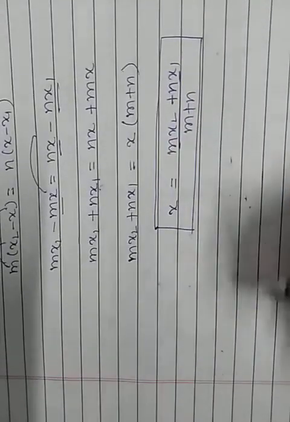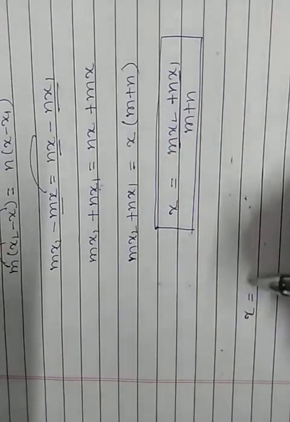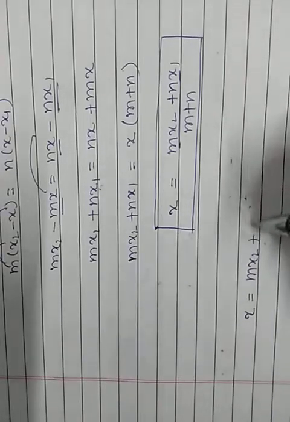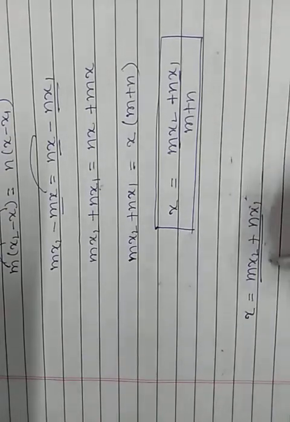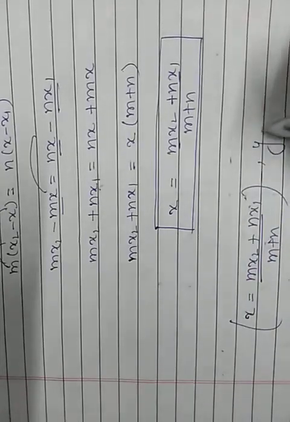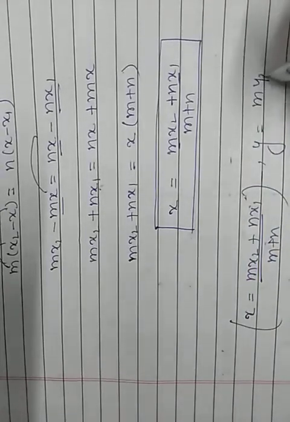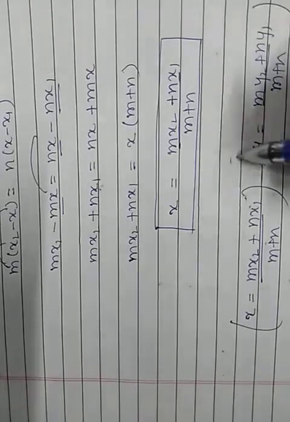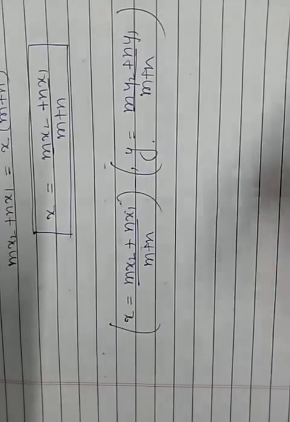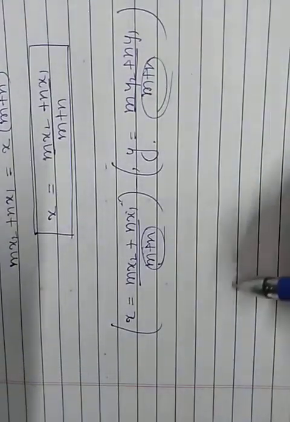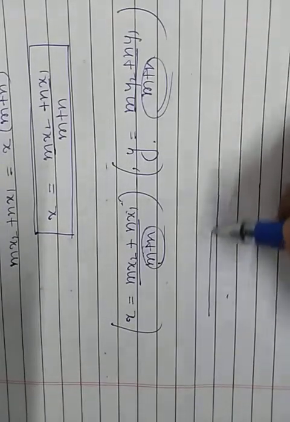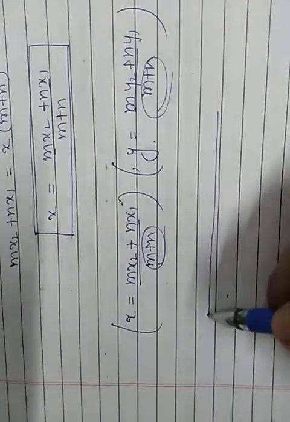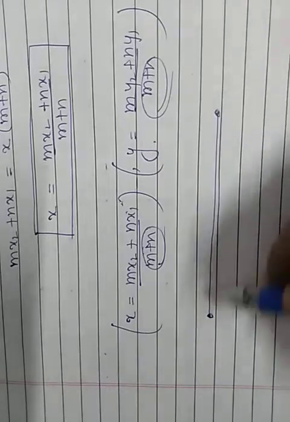So the coordinate x is equal to mx2 plus nx1 upon m plus n, and y is equal to my2 plus ny1 upon m plus n. How will we remember this? The two coordinates have the same denominator. We have to memorize only the numerator.